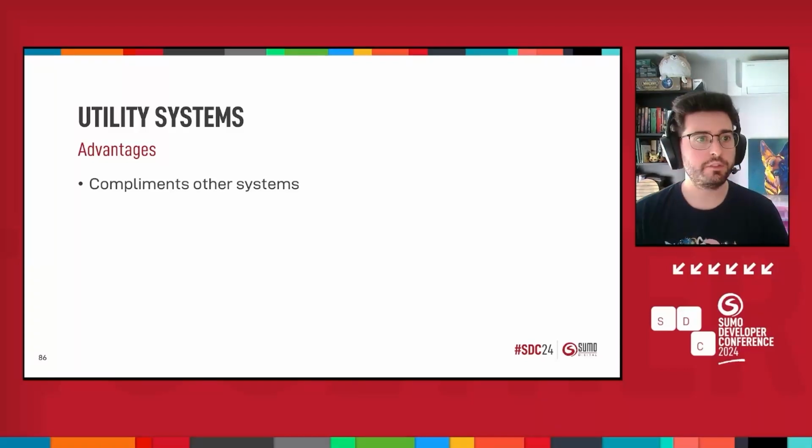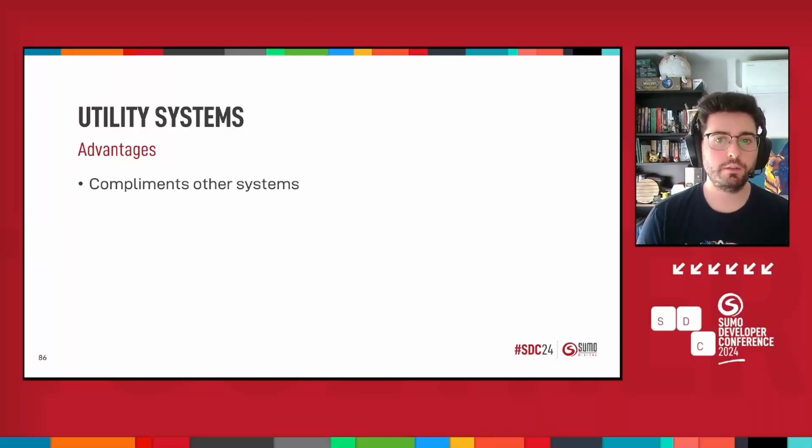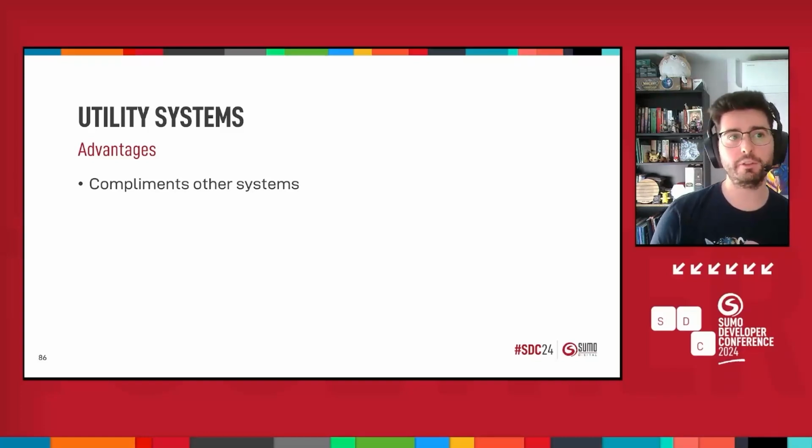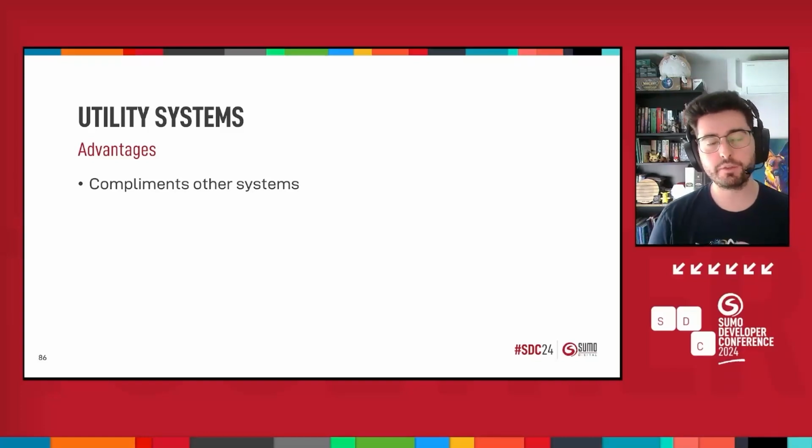So, some advantages. It's great complementing other systems. For example, in an action in GOAP, you might give a score to an action based on a utility calculation. You might have a conditional node in a behavior tree where the conditional is based on a value that was again calculated by a utility function. So it incorporates really well with other architectures.